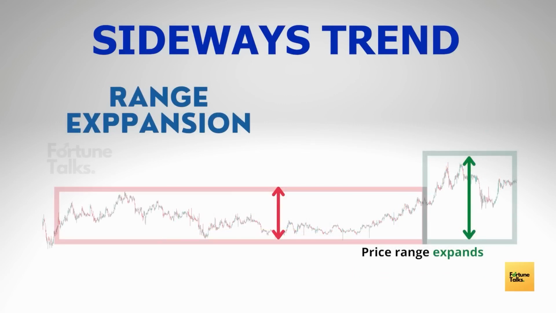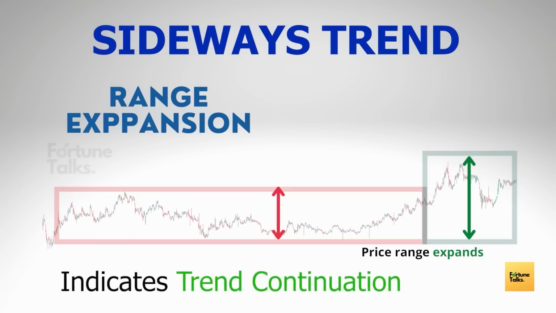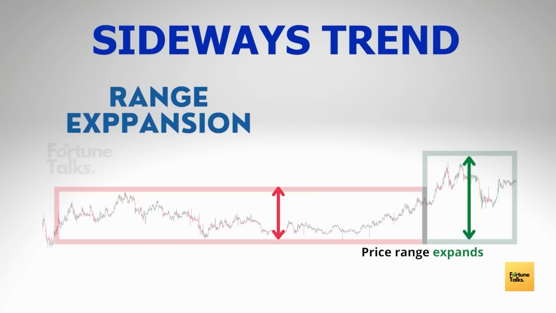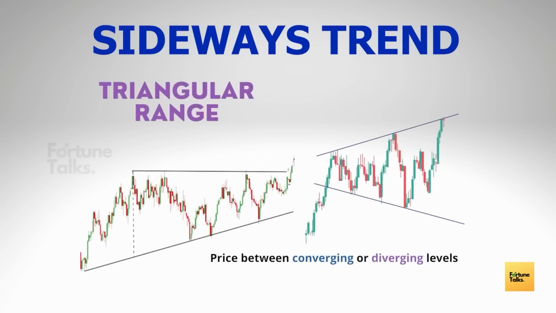During a range expansion, as the name suggests, the levels will expand and the price action starts becoming visible. So range expansion is associated with lengthening of the price bar, or the size of the candlesticks becomes larger, and the high and low range or the levels get wider. Range expansion usually indicates a continuation in the price pattern. That is, if there was a prior uptrend, it is an indication that the uptrend might continue in the future. But it is not for sure. Now the final type of sideways trend is the triangular range, where the price shrinks or expands not between two fixed horizontal levels, but rather between expanding or converging levels.